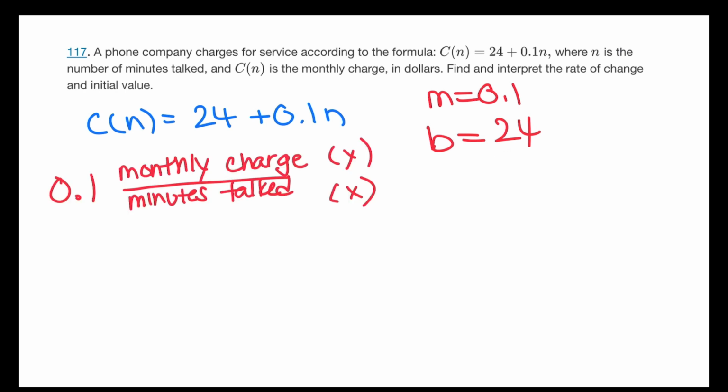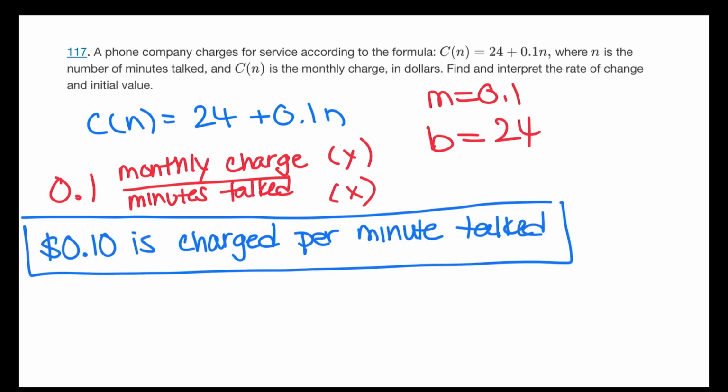To interpret your slope, you can think about the units. Slope is defined to be change in y divided by change in x. So in this problem, the y values, or the outputs, is your monthly charge in dollars. And the x values, in this case they call them n, is number of minutes talked. So this slope is giving me a charge, dollars, per number of minutes talked. Or in other words, 10 cents or $0.1 is charged per minute talked.